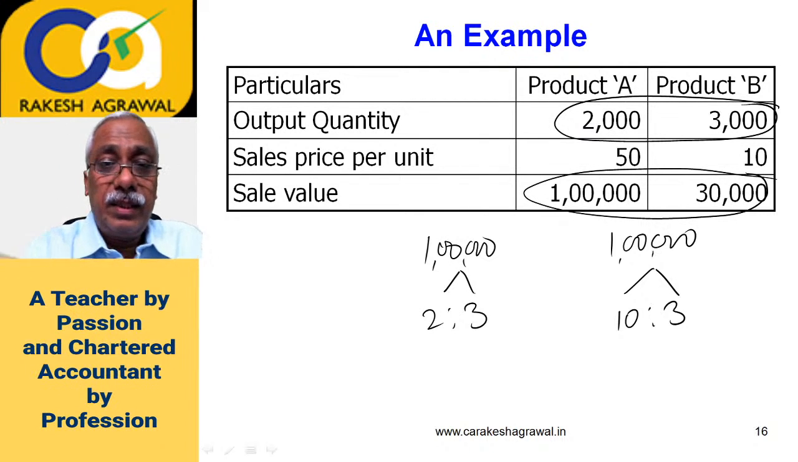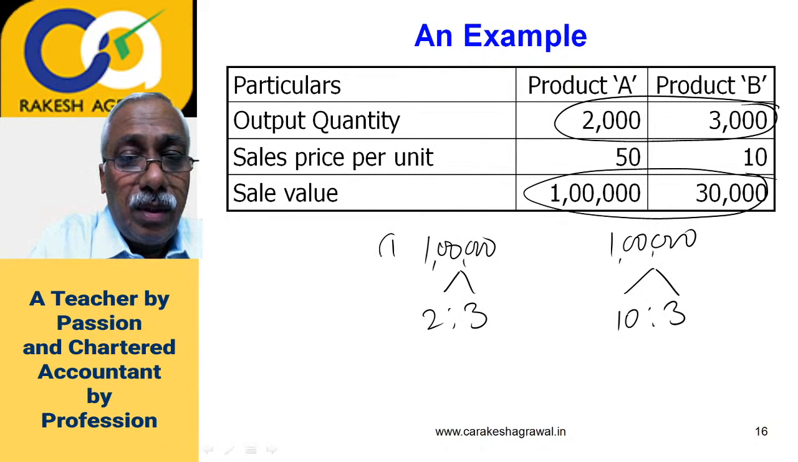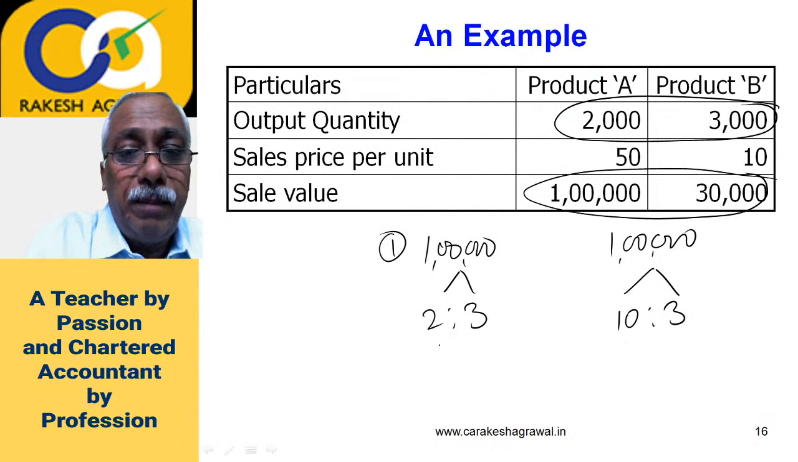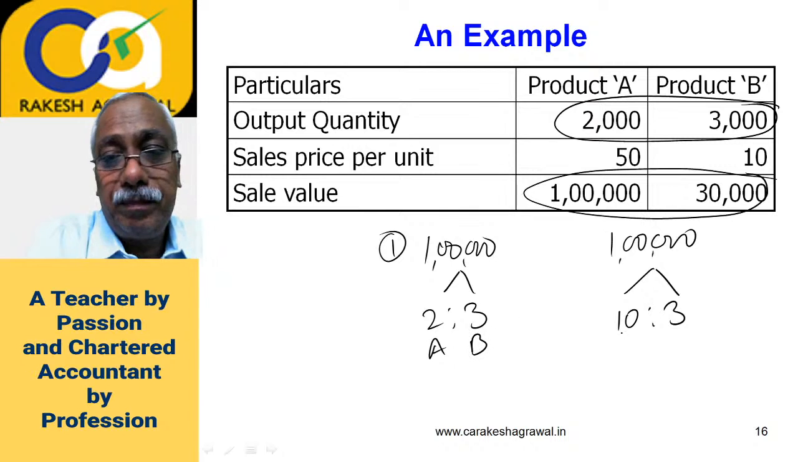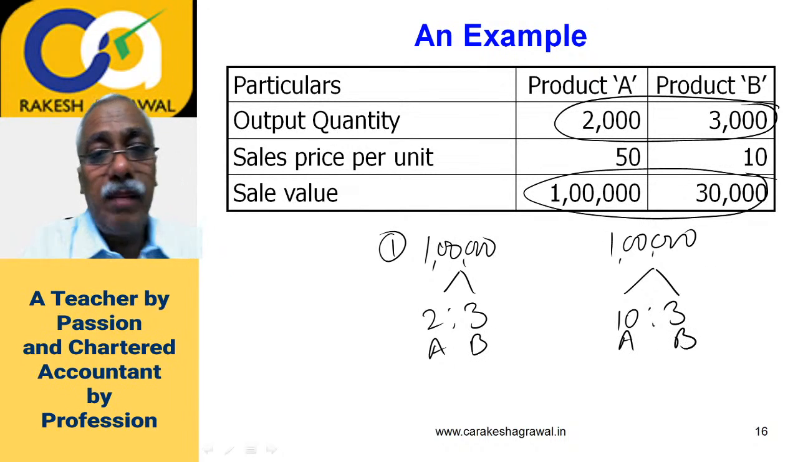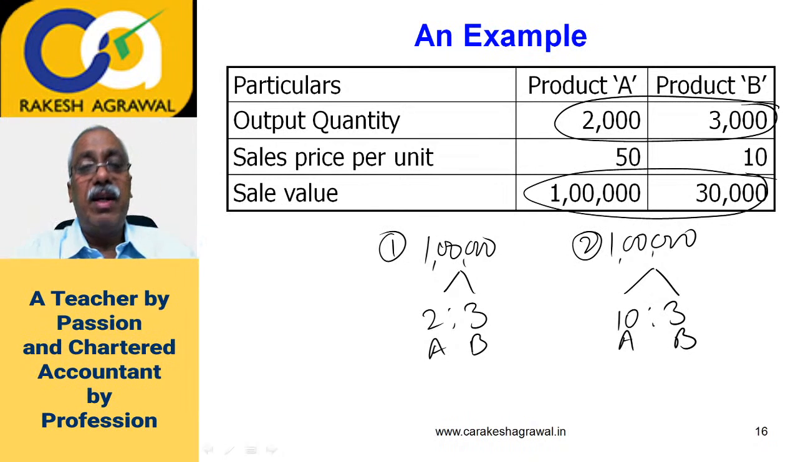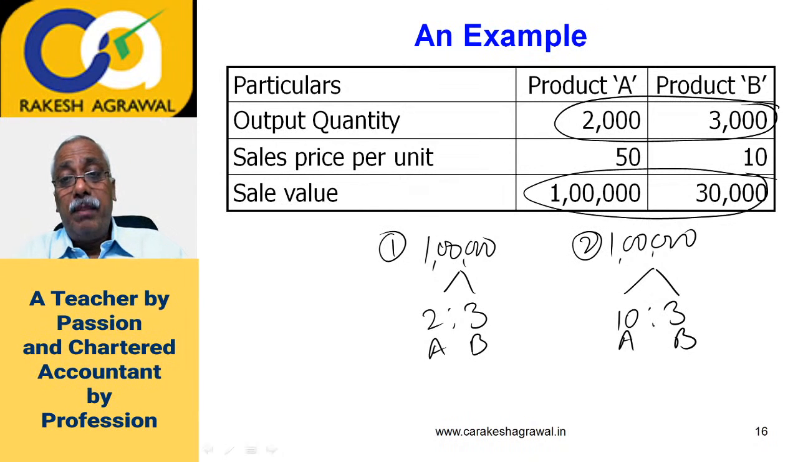Now, in this first method, don't you think a higher burden of cost will go to product B? These are products A and B. A higher burden of cost will go to product B as compared to the second method, that is sale value method. Product B will bear a lower burden of cost in sale value method.